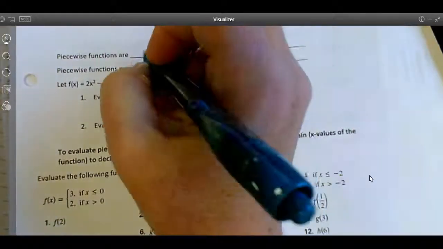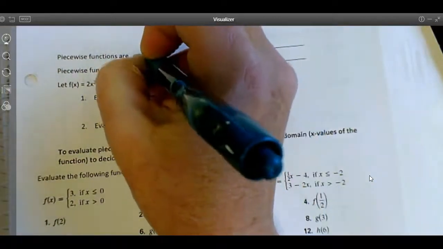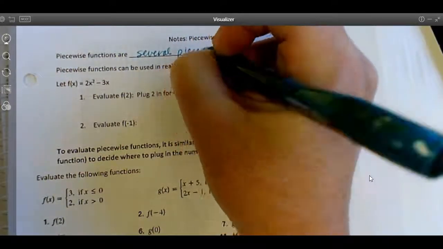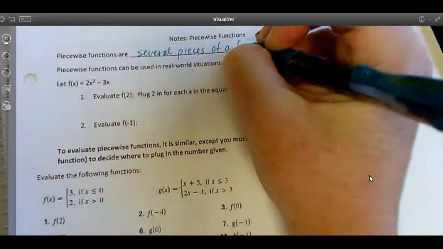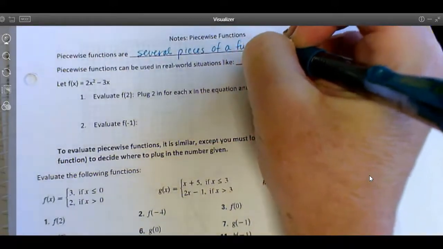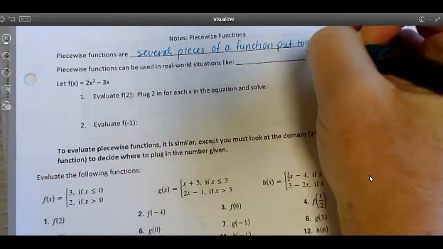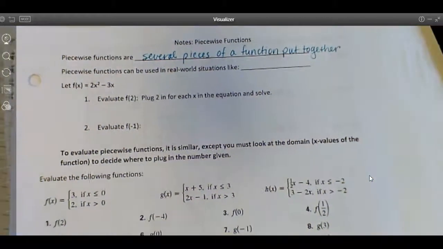So piecewise functions are several pieces of a function put together. So it might be two lines that you put together. It might be a parabola and a line. It might be an absolute value and a parabola. It's just lots of different pieces that you put together to make a function.